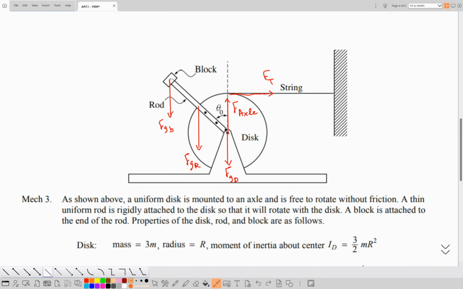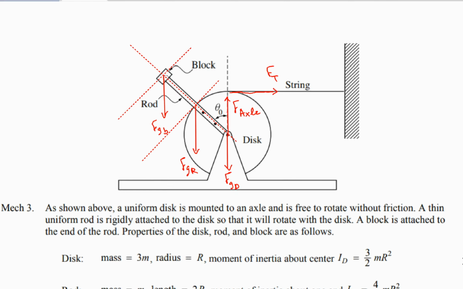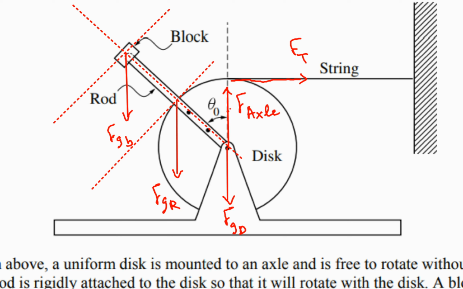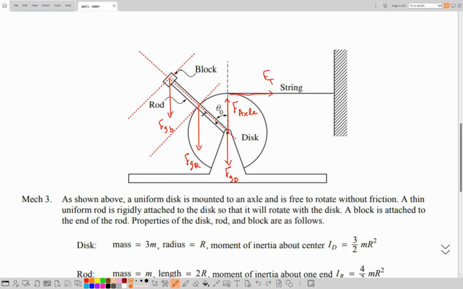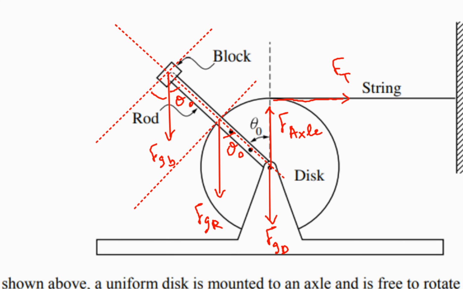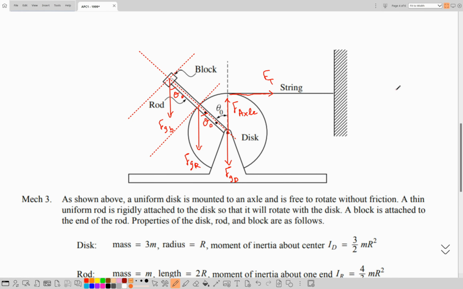Then the rotation will occur around this axis. Now joining this point with these points, that would give us the radial direction, and these are the tangential directions for each force. Now because this is the vertical and the angle theta 0 is given with the vertical, and these are vertical forces, then that would be theta 0 as well, and that would be theta 0 as well. Then these angles are given by pi by 2 minus theta 0.